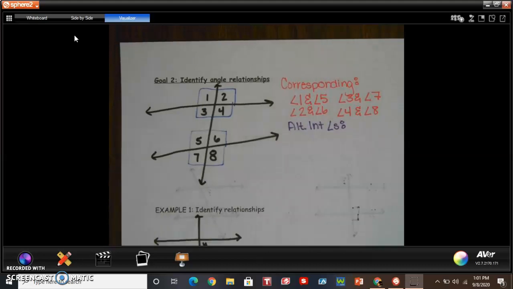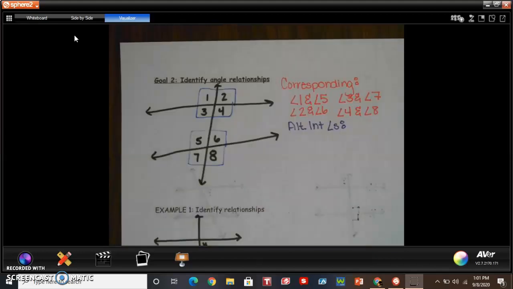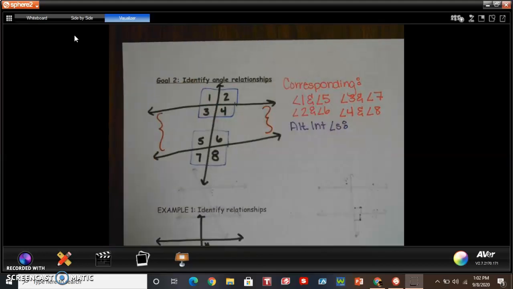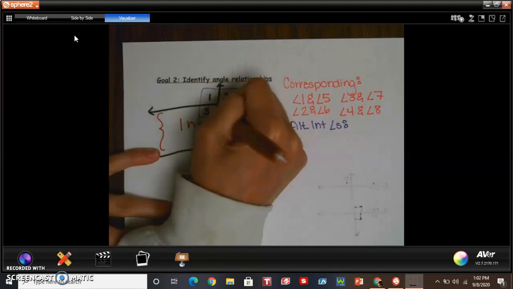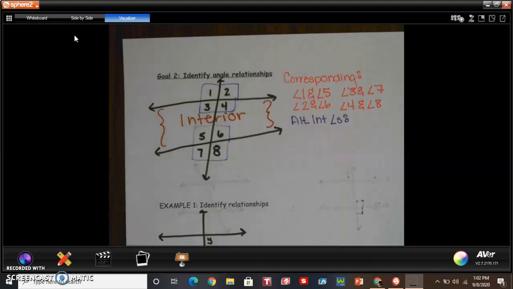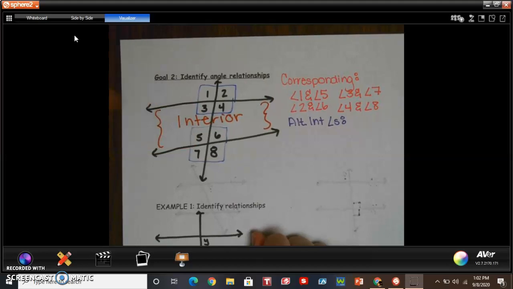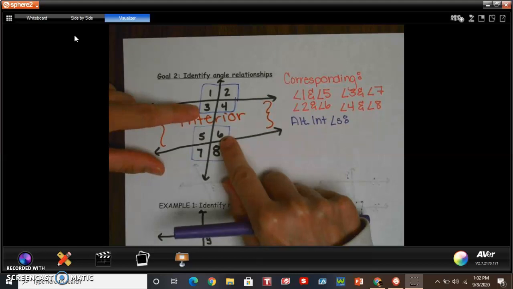All right, so whenever I was talking about being inside or outside the lines, now I mean right here. So because these 2 lines exist, they're creating an interior. This would be our interior because it's between the 2 lines. So our alternate interior means they're going to be in between those 2 lines and opposite of each other. So a lot of people are like, all right, 3 and 5 are opposite. They're not opposite. See how they're on the same side of that line? But 3 and 6 are opposite of each other.